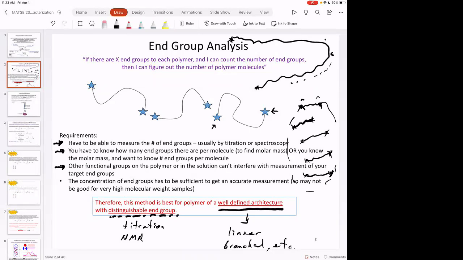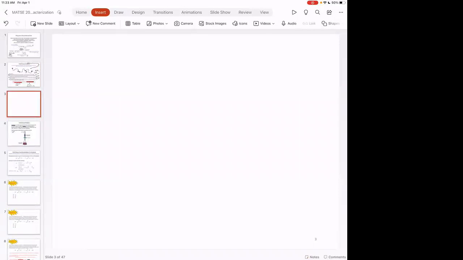And we also need to have the end groups in sufficient concentration. So you can think about, in a, let's say, 500,000 grams per mole polystyrene, how many moles of styrene do you have versus how many moles of end group do you have? And this is a key point because you can't do end group analysis if the molecular weight is too high. So think about this.